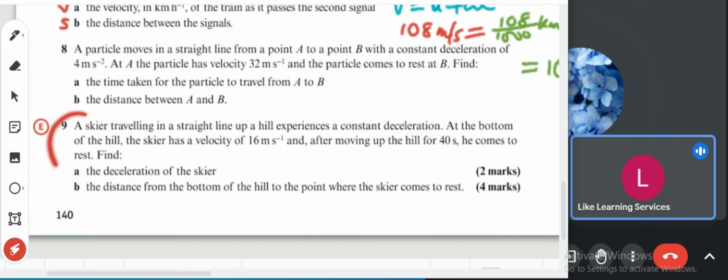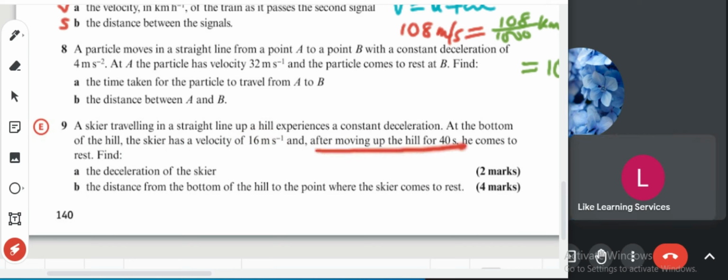Number 9. A skier traveling in a straight line up a hill experiences a constant deceleration. At the bottom of the hill, the skier has a velocity of 60 meters per second. After moving up the hill for 40 seconds, he comes to rest. Find the distance traveled by the skier.